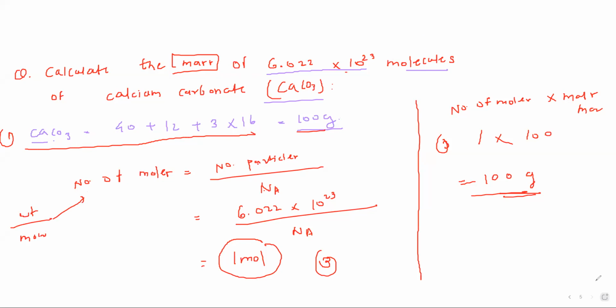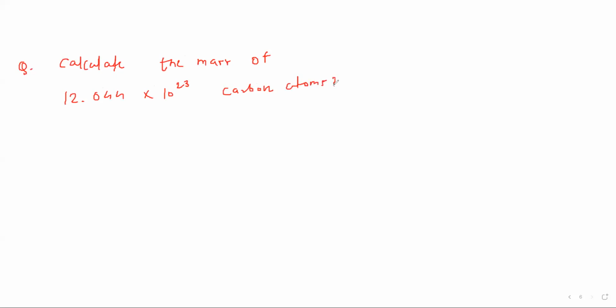Okay. So let me give the next one. This everybody has to solve, and I'm going to wait till everybody is getting the answer properly. Okay. So calculate the mass of 12.044 into 10 raised to 23 carbon atoms. Do it. You have the number of particles, and you find the mass. Similar way you have to do it.